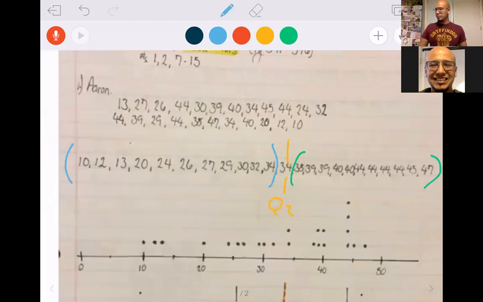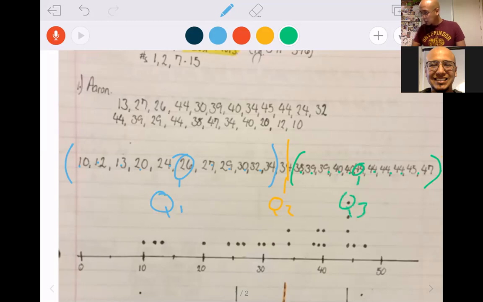So my Q1 is going to be my lower median. Now, I'm not counting this 34 right here because that's right in the middle, okay? It's not in the lower half or the upper half. It's right in the middle, all right? So over here, I should have 11 points, I believe. 1, 2, 3, 4, 5. I believe it's going to be 26. Yes, I have 5 on each side. So 26 is my Q1. And my Q3, or my upper median, is going to be 44, I believe. Yes. So 44 would be my Q3.